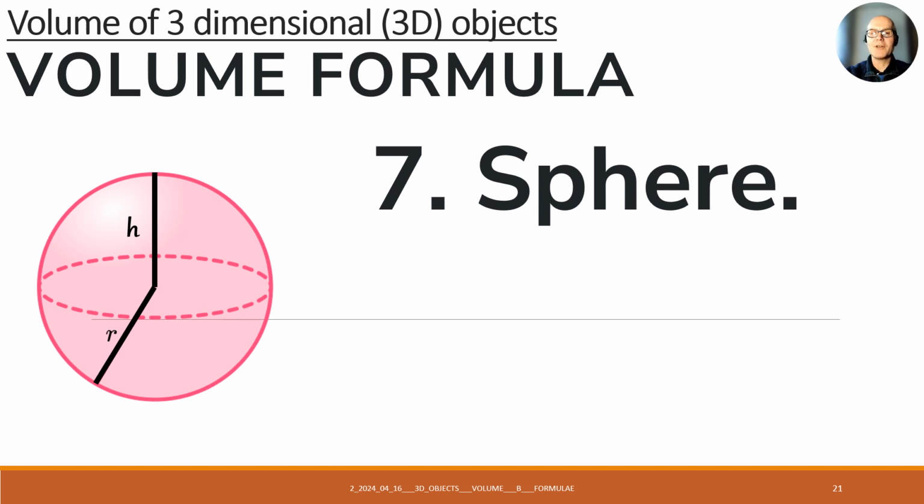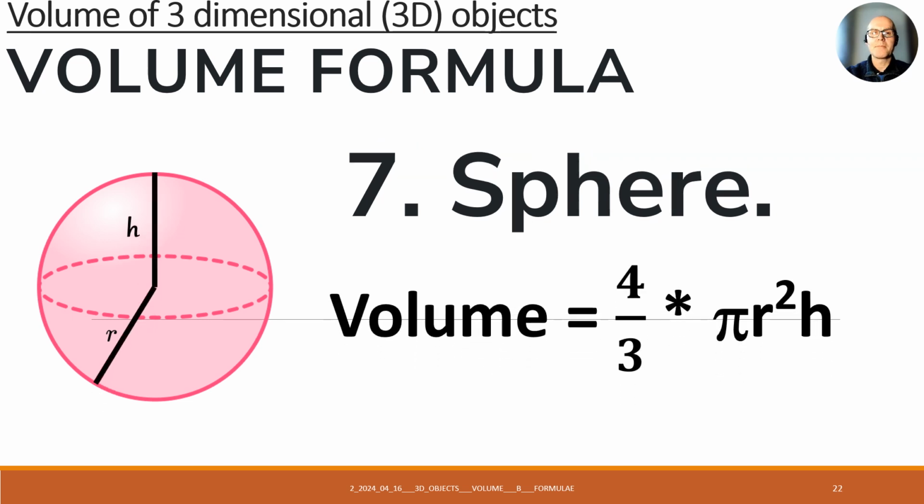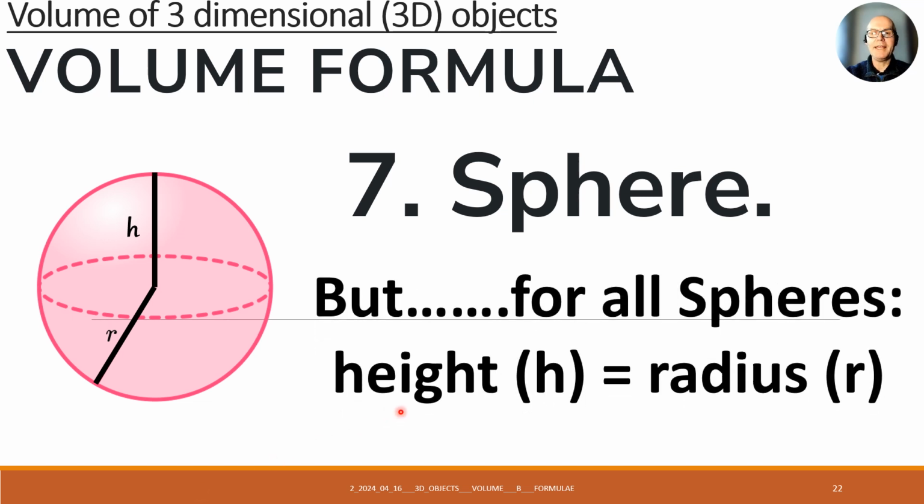So if we look at this for a sphere, h is the same as r for all spheres. So the height is the same as the radius for all spheres. If we look at the alternative way of quoting the volume formula, 4/3 times pi r squared h, and remember that height equals radius for all spheres.